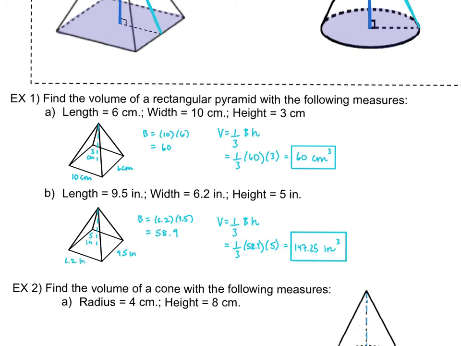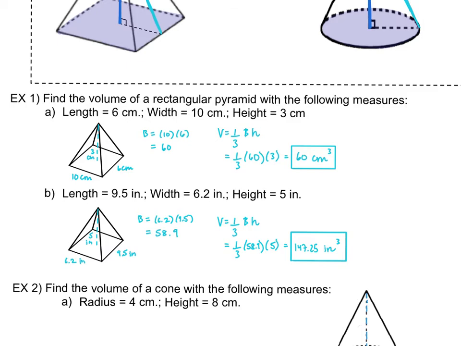All right, looking at our problem right here, I was able to label each of the lengths, widths, and heights. I was able to find the base area by multiplying my width times my length. And then I took that amount and I plugged it into my formula for volume. And I ended up getting the decimal of 147.25 inches cubed. So that's a little bit of practice working with rectangular pyramids.